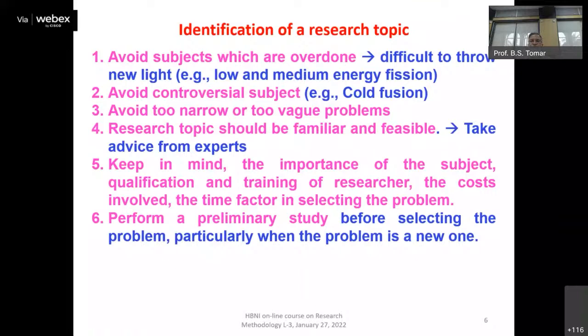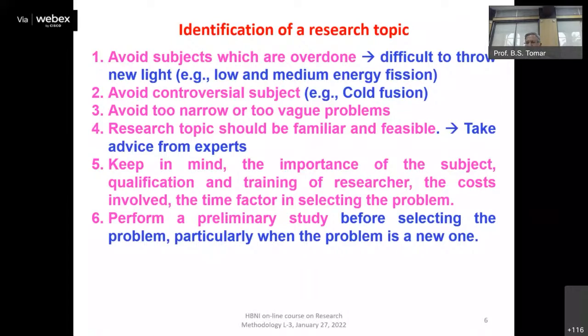So particularly if it is a new topic, new problem, it's worth spending a few months doing the preliminary study to see whether the problem will succeed or not. So there are what are called unknown uncertainties. In scientific research, unknown uncertainties are always there.